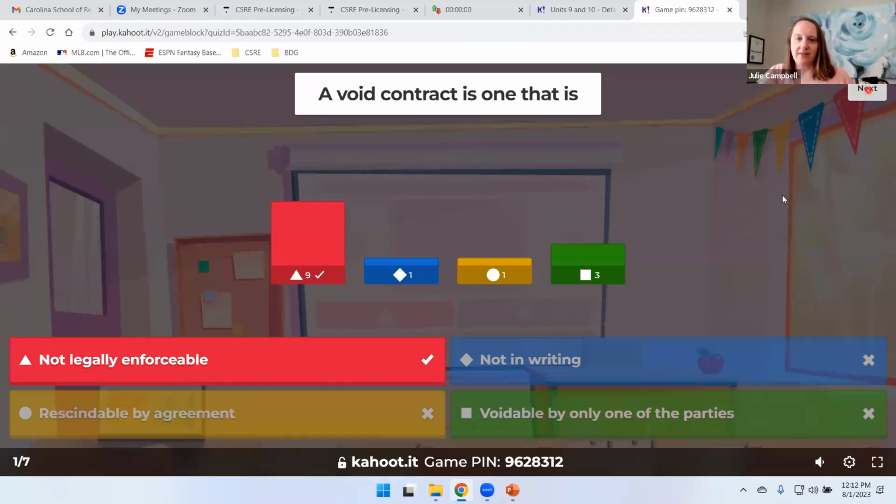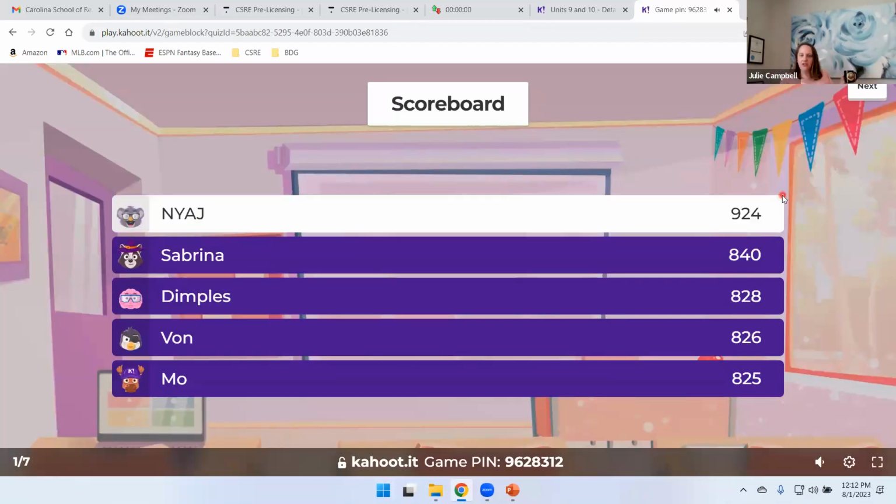Let's see who got it right the fastest. Nige, I'm going to call you, was out the gate first. Y'all tell me who you are. Followed by Sabrina and Dimples, whoever Dimples is, cute, Vaughn and Mo. Sabrina, that's so funny. I just realized you were here.